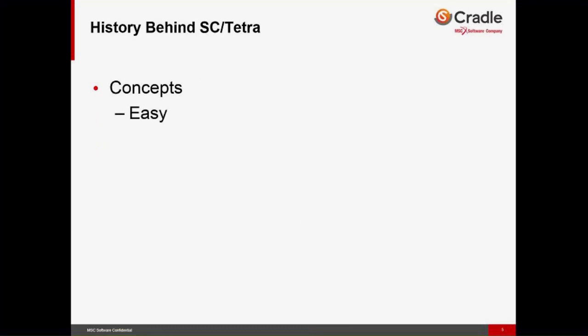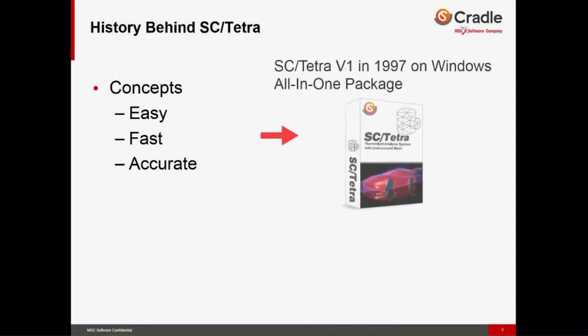And to do that, the software has to be easy enough so that the ordinary engineer can use it. It has to be fast enough so that they can apply it in their daily work, and has to be accurate enough so that they can really rely on the results. Finally, we came up with the first version of SCTetra in 1997, and that was on Windows.